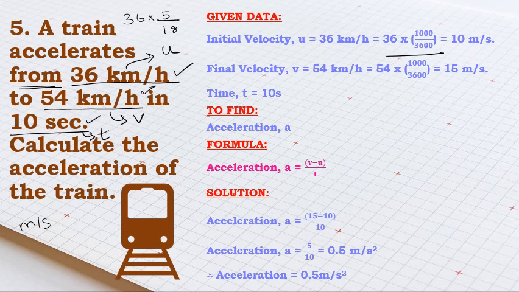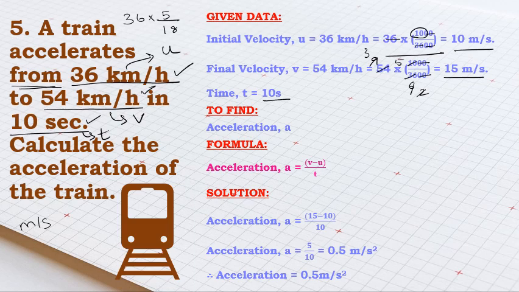In that case the zeros will get cancelled, 36 and 36 will get cancelled, and you are left with 10. For 54, the zeros will get cancelled, 6 nines are 54, 6 sixes are 36, 3 twos are 6, 3 threes are 9, so 2 fives are 10. So you will have 5 threes are 15 meter per second. Now check the units, all the units are similar.